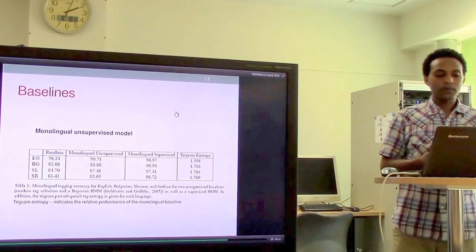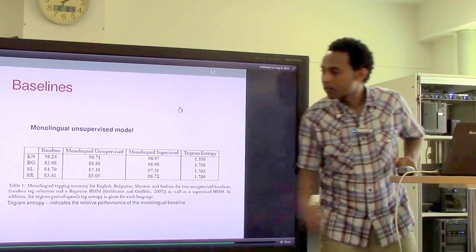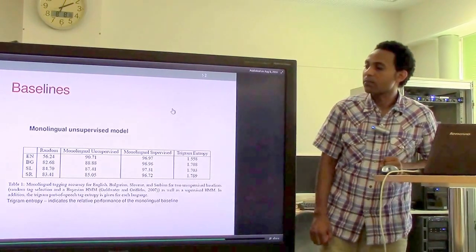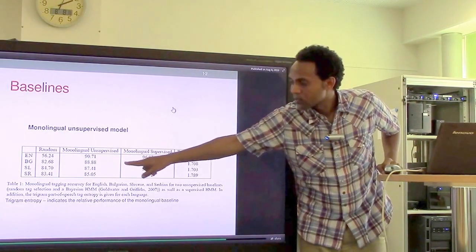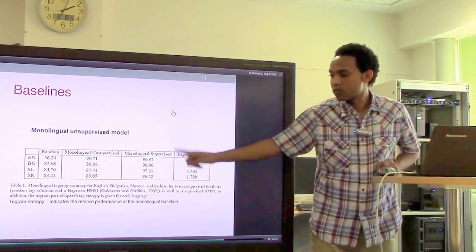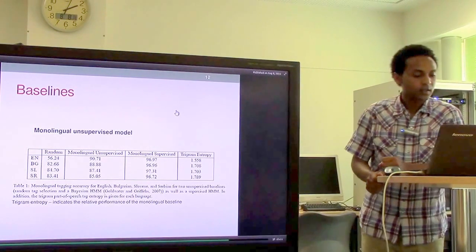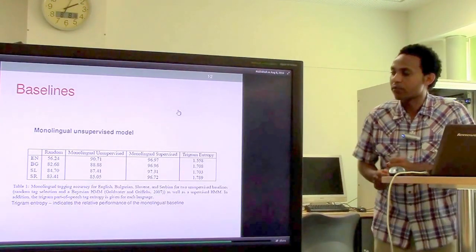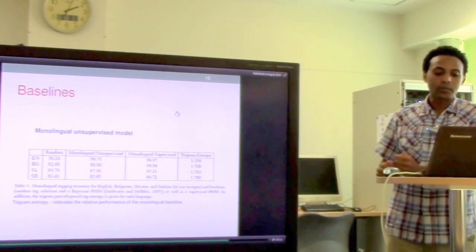So these are the results of their baseline systems. Random means it's just a random assignment of tags from the tag dictionary. And this is the monolingual unsupervised, which is the baseline. They compared it with the monolingual supervised, which has high performance. And this trigram entropy indicates the relative performance of the monolingual unsupervised baseline, how much information is needed to represent the tags.